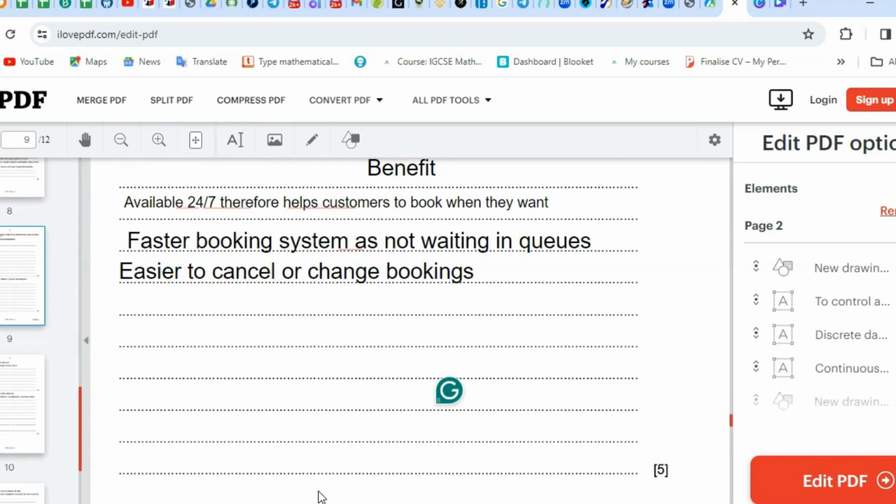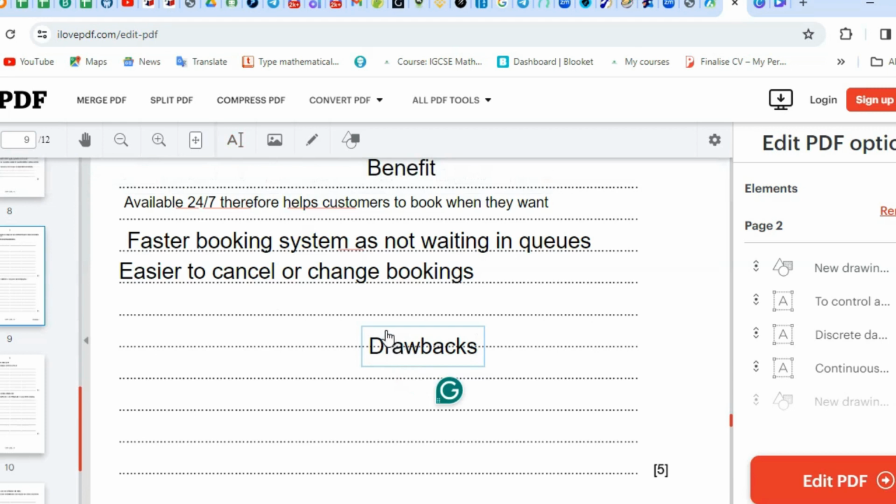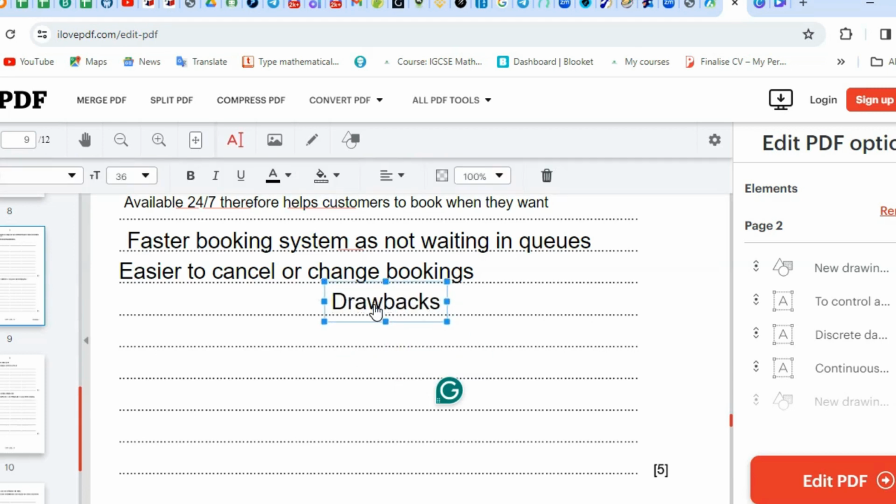Then let's quickly look at the drawbacks. I told you those are the disadvantages. Those are what we refer to as the drawbacks. So number one is relies on telecommunication to make the booking. Just like I said earlier, the only thing that can give you headache is your network.